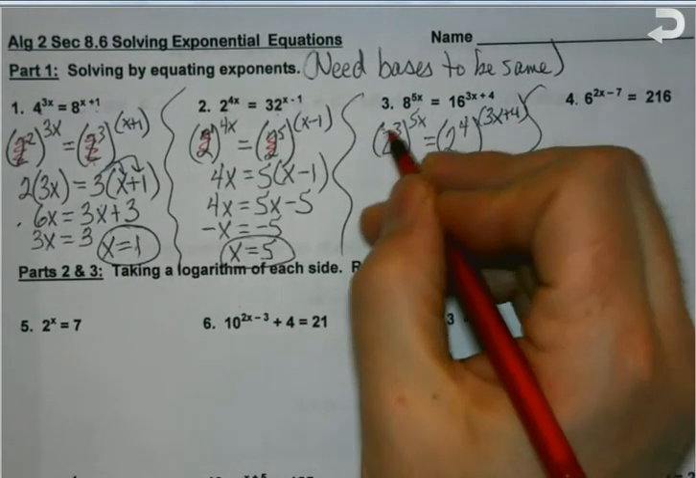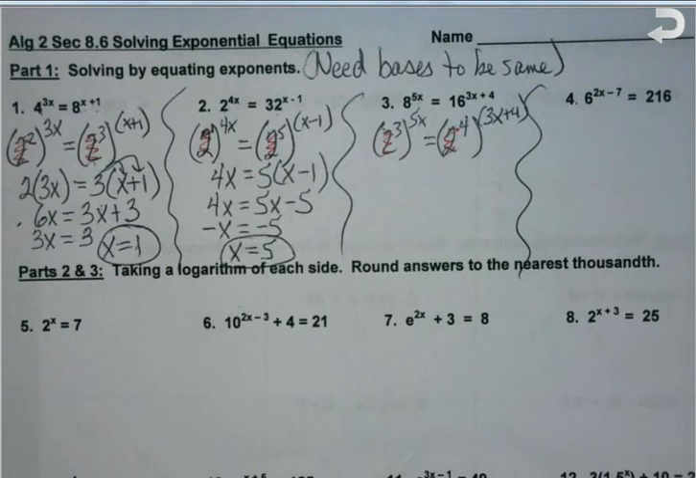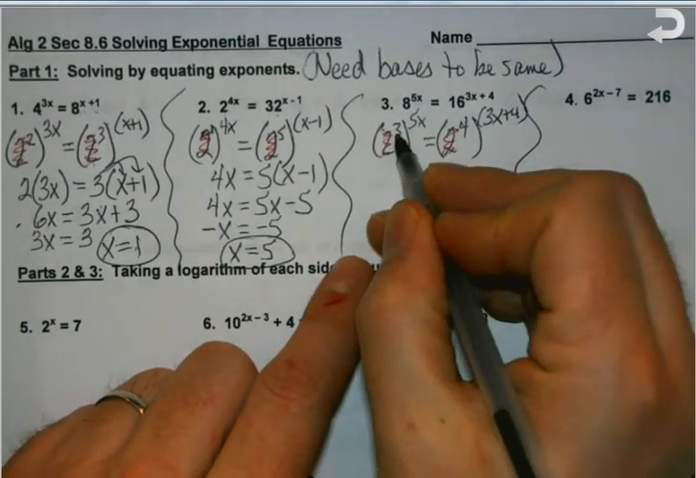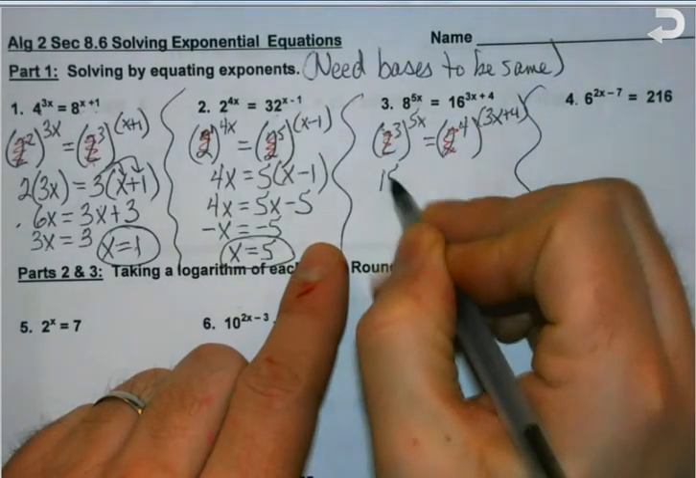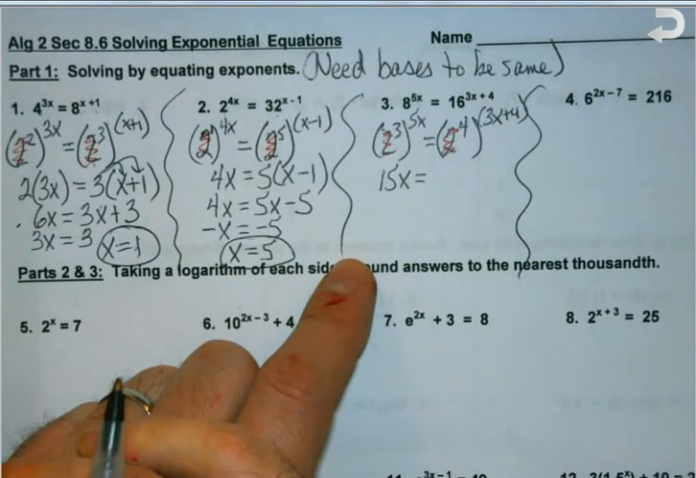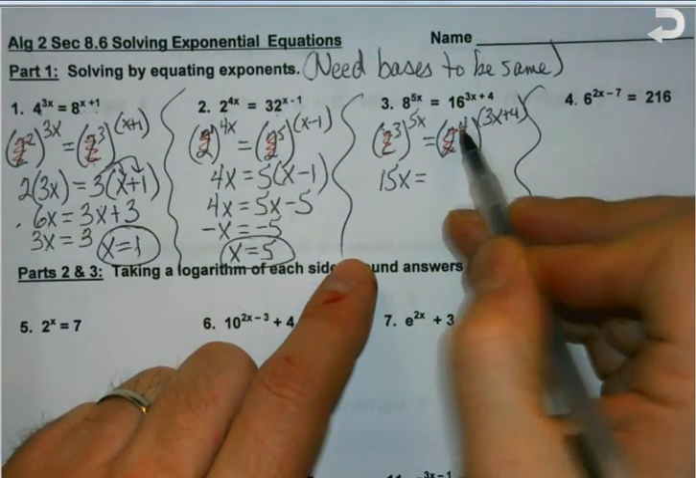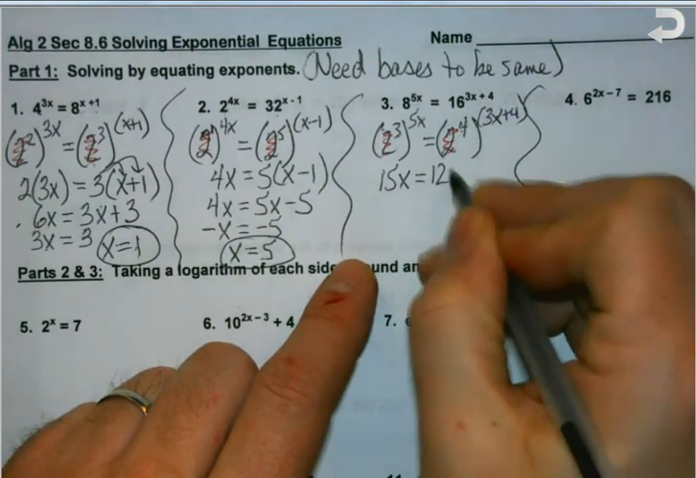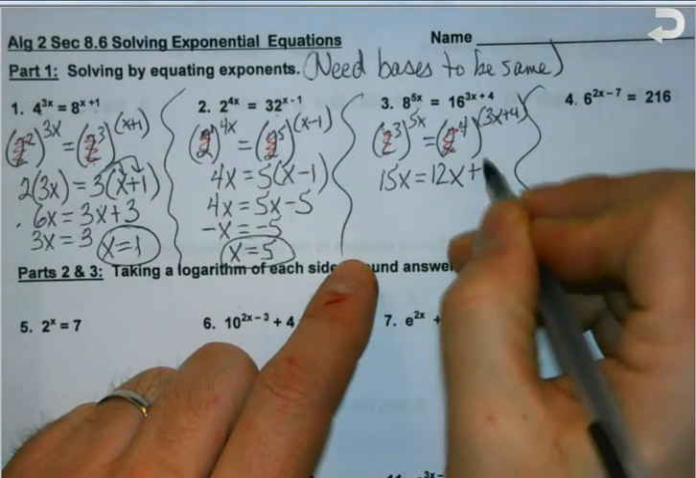Again, sort of forget about those bases once we get them the same. Kind of like finding a common denominator, if you wanted something similar to think about. So here, 3 times 5x would be 15x. And I'm going to go ahead and distribute here. So I'd have 12x, and 4 times 4 is 16.